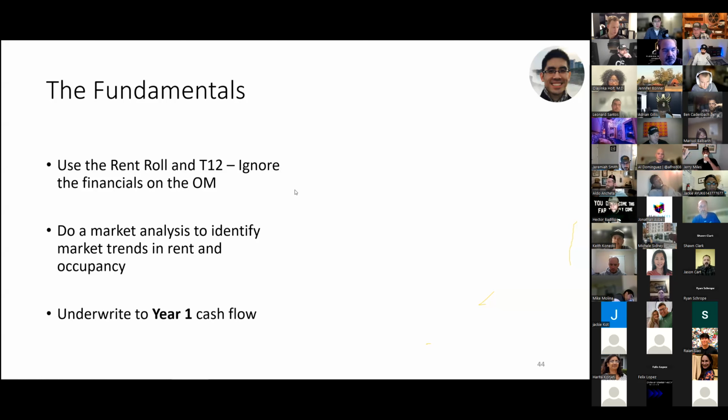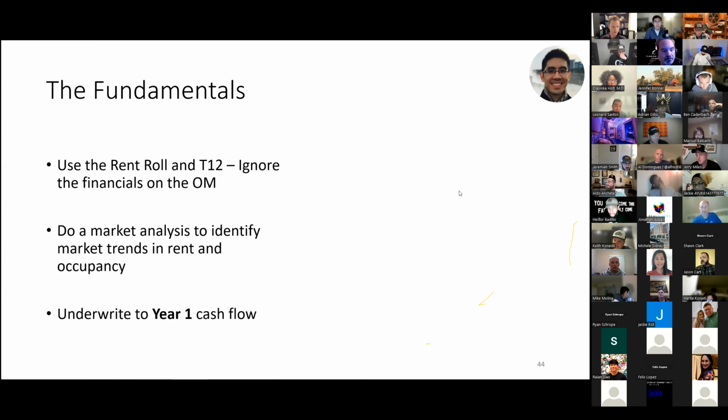And then you want to underwrite to year one cash flow for your offer, not to the end of your business plan. Your lenders will underwrite to year one to determine what the DSCR is and how much they will loan you. They're not going to look at your pro forma 5 years down the line to tell you how much they'll lend to you. They'll underwrite to year one.